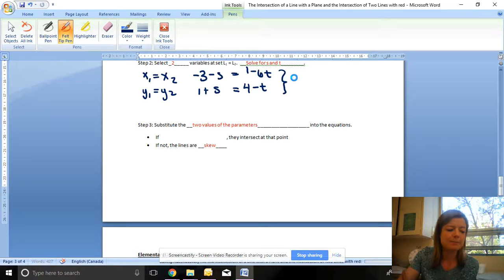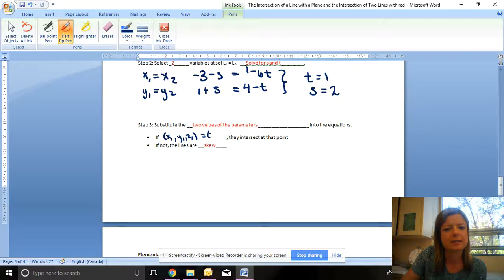You can use elimination or you can use substitution. I hope you trust me that I get from this that t equals 1 and that s equals 2. All right, so now I'm going to sub these back in. If x1, y1, z1 equals x2, y2, z2, then they intersect at that point. And if not, they're skew.